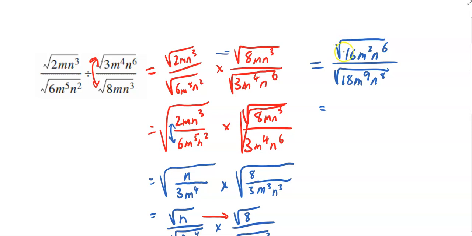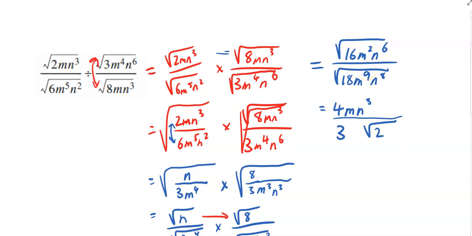Well, let's just simplify the surds top and bottom, see what happens next. 16 will come out as a 4. M squared will come out as an m. N to the 6 will come out as n to the 3. And there's no surd at all on the top anymore. All right, 18, that's the same as 9 times 2. So that'll be 3 root 2.